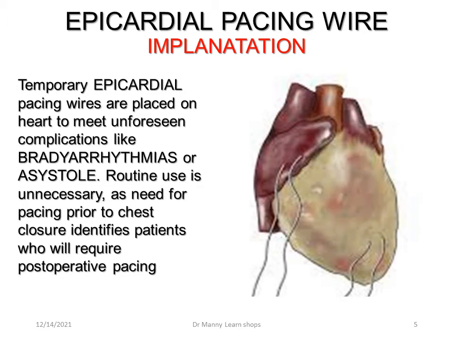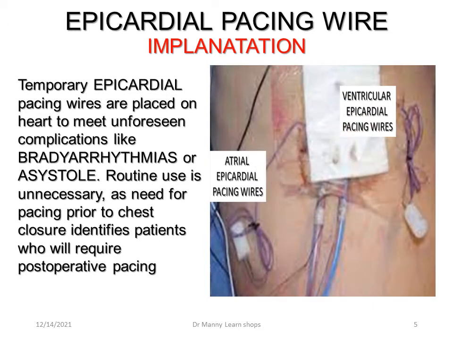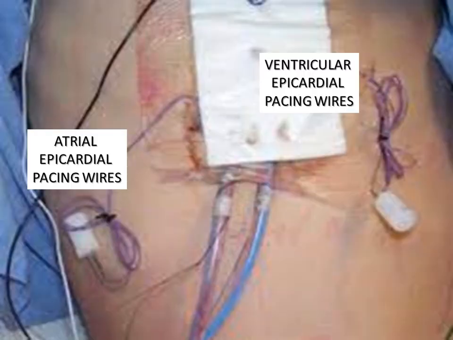So this is how they look, and this is how they would look coming out of a patient's abdomen. Atrial epicardial pacing wires, ventricular epicardial pacing wires. However, some surgeons are often concerned with removal, because if you remove them, you've got to pull them out of the heart, and this could potentially cause bleeding, which could cause a pericardial effusion or tamponade.